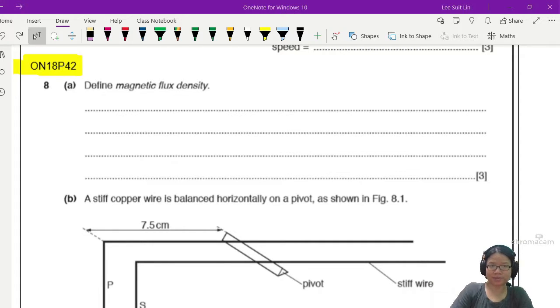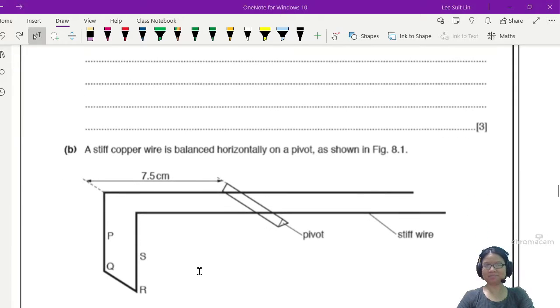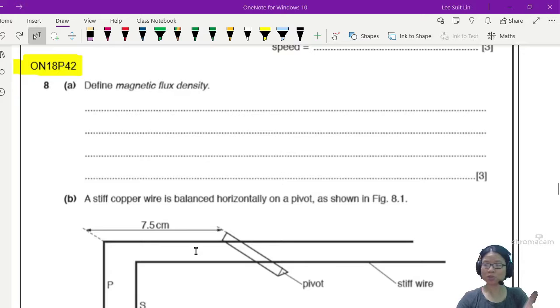Hello friends, in this video we are going to talk about a question from Winter 18, paper 42, and you can see this looks like a current balance. Okay, so let's start with part A first, which is a basic warm-up question.